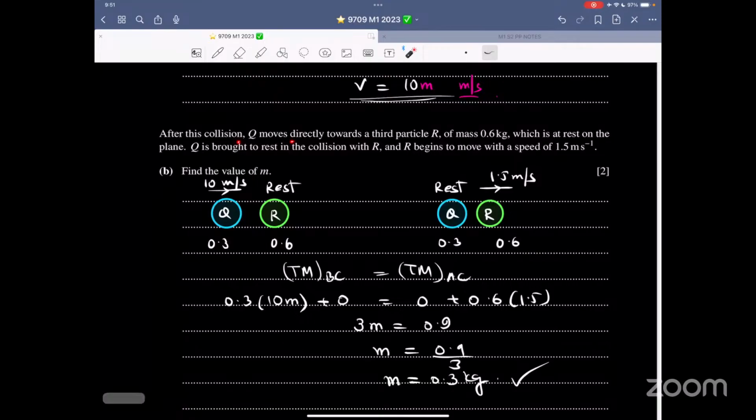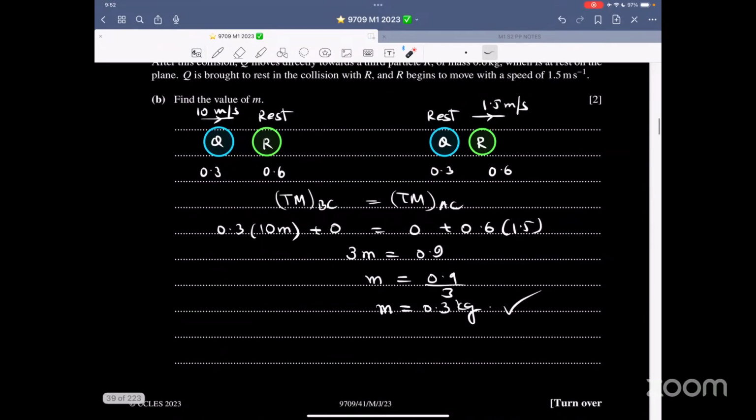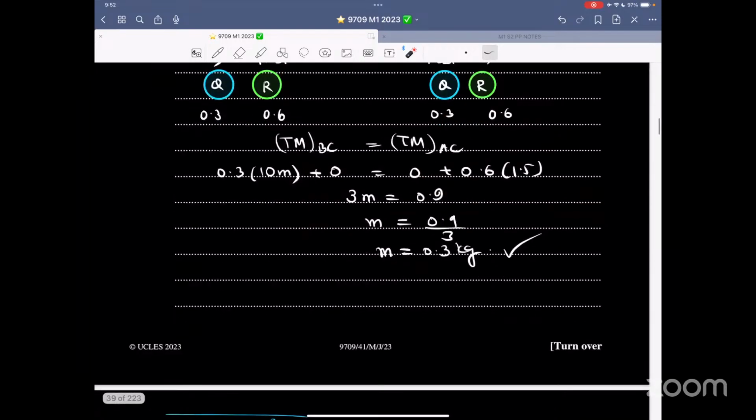After this collision, Q moves directly towards the third particle R of mass 0.6 kg. So now the story of Q is there. It's moving towards R, which has a mass of 0.6 and is at rest on the plane. Q is brought to rest in the collision with R. So Q comes to rest, R keeps on moving. Find the value of m. Again, it's about these two particles. Total momentum before collision equals total momentum after collision, and m comes out to be 0.3 kg.